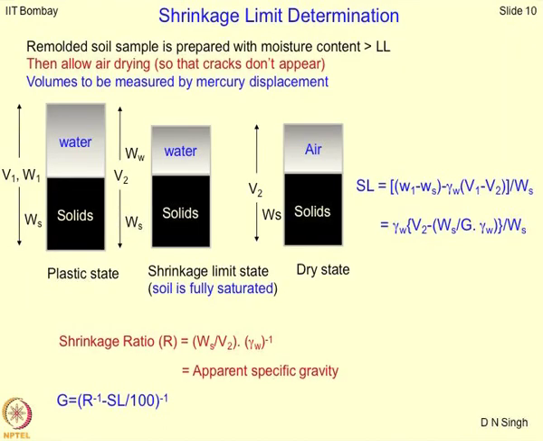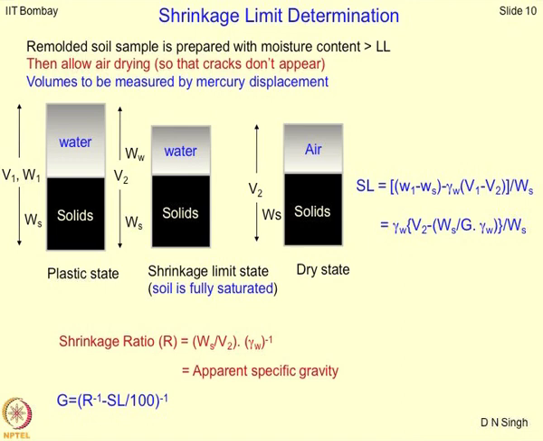Okay, so with this in view, if you determine the shrinkage limit of the soil, you take remolded soil and it is always prepared at a moisture content more than the liquid limit. Allow it to air dry so that cracks do not appear. Volumes are to be measured with the help of the mercury displacement technique.